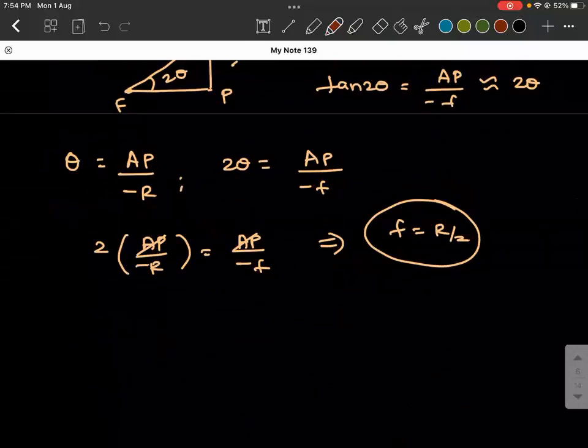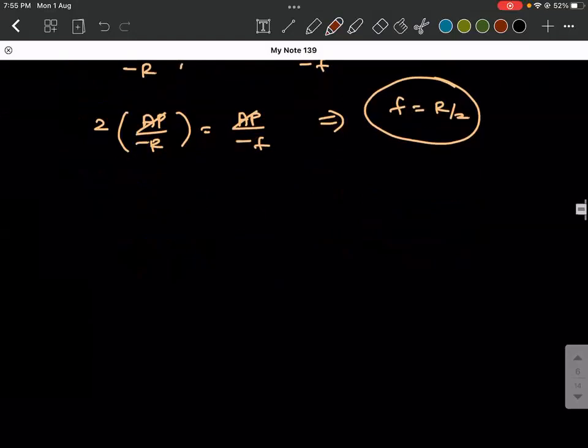This is point clear. So focal length is equal to half of the radius of curvature. So the last concept that is left out in this topic is mirror formula.